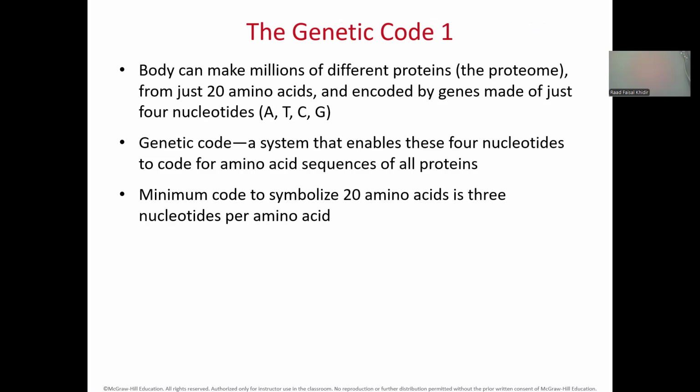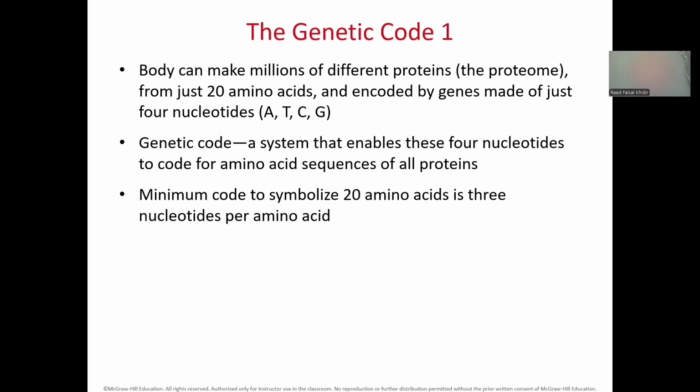So we will see that some combinations of nucleotides, when you pair 3 of them, don't give you an amino acid. They give you a stop codon. So they stop the process of the translation.